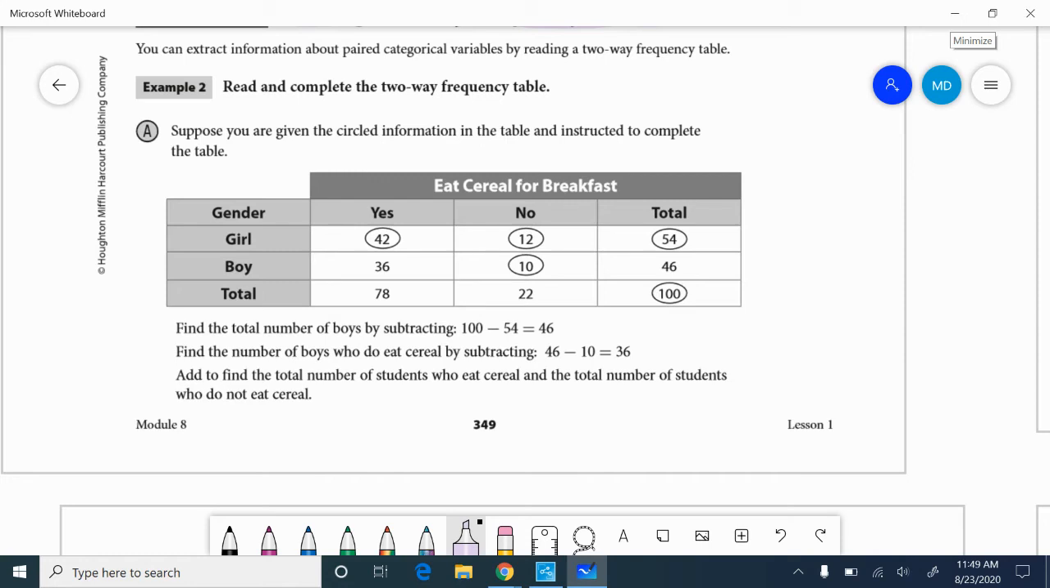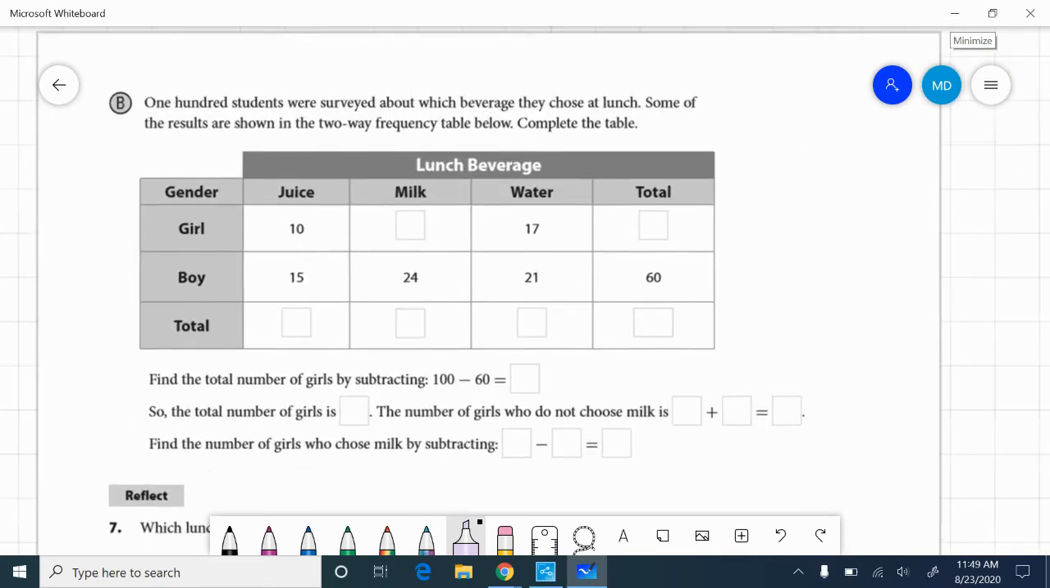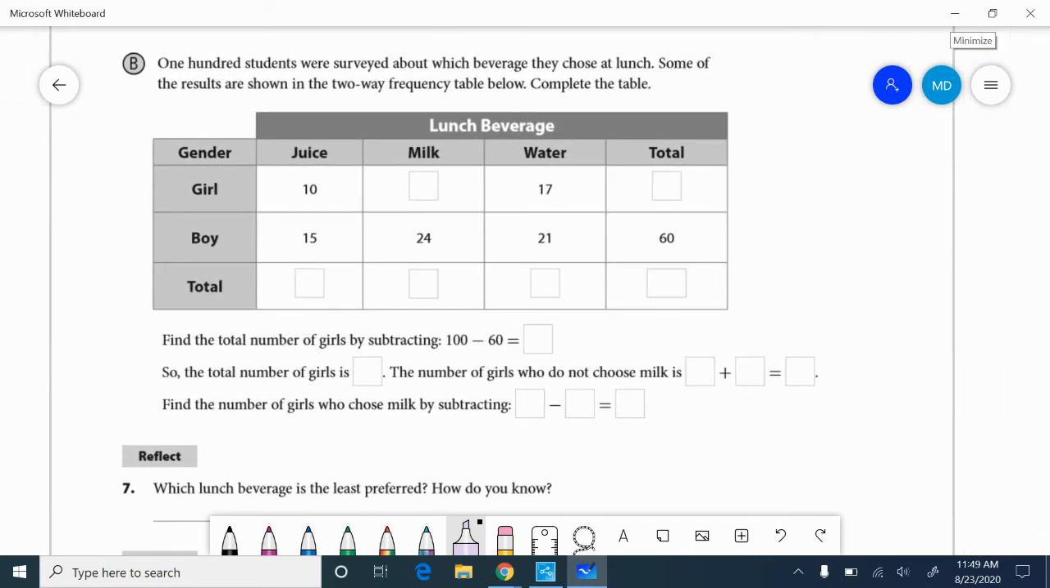I think it's just explaining ways that you can do this if they were not already filled in. So we're going to look at page 350. And I think maybe that's what this is going to show now. So, all right, we're going to be able to do this.